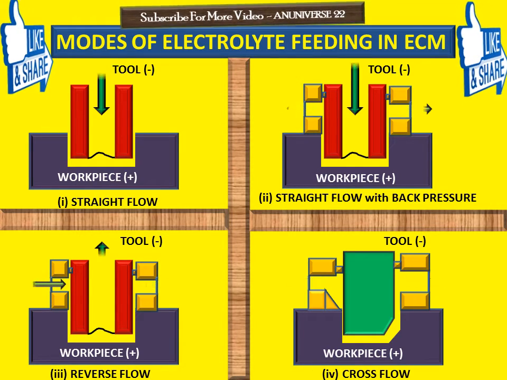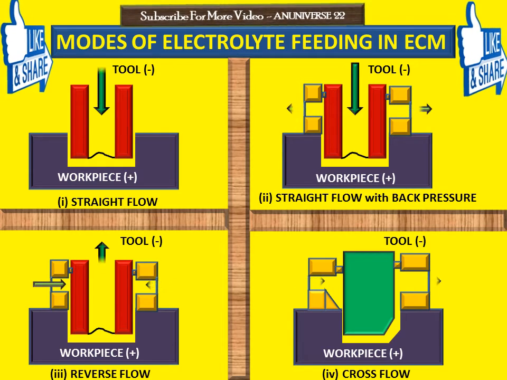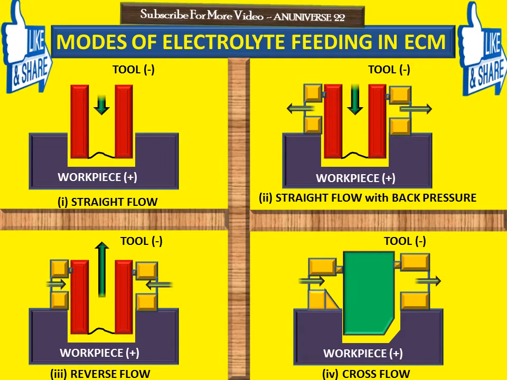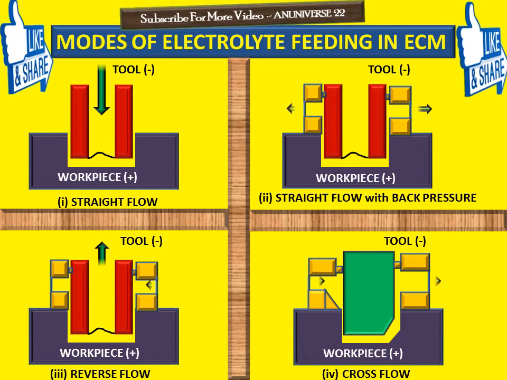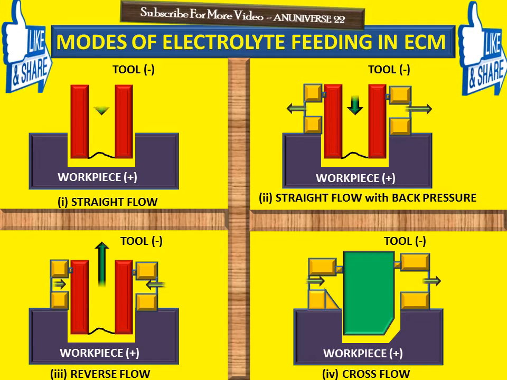Here the electrolyte is forced to flow through the inter-electrode gap at high velocity, usually more than 5 meters per second, to intensify the mass and charge transfer through the sublayer near the anode. The electrolyte removes the dissolution products such as metal hydroxide, heat, and gas bubbles generated in the inter-electrode gap.